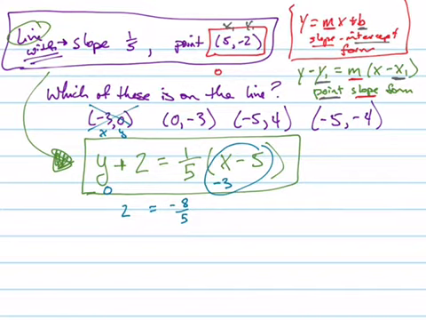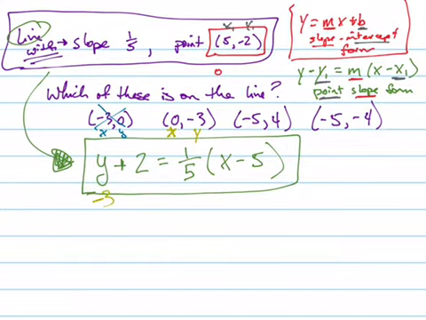Okay? So now let's try the next point. The next point is your x is 0 and your y is -3. So I'm plugging -3 in for y, and I'm plugging 0 in for x. Got it? What's -3 plus 2? -1. -1, good. And what's 0 minus 5? -5. -5 times 1/5.